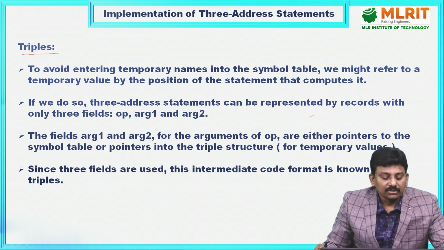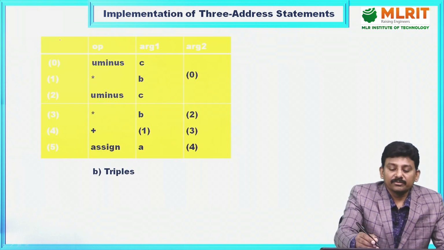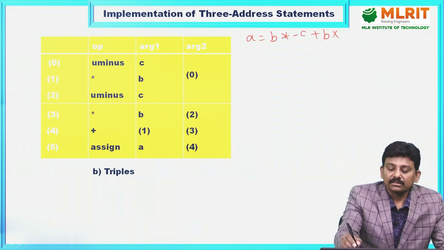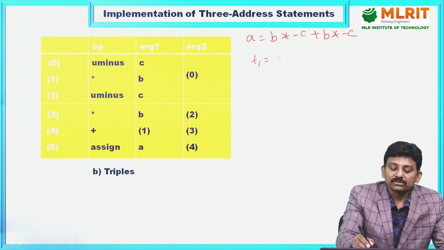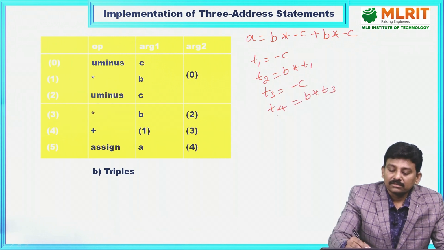The fields argument 1 and argument 2 for the arguments of OP are either pointers to the symbol table or pointers into the triple structure. Since 3 fields are used, this intermediate code format is known as triples. Here is the same example, A equals B star minus C plus B star minus C. T1 is equal to minus C, T2 is equal to B star T1, T3 is equal to minus C, T4 is equal to B star T3, T5 is equal to T2 plus T4, A is equal to T5.